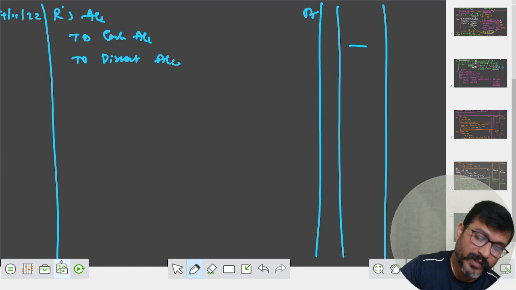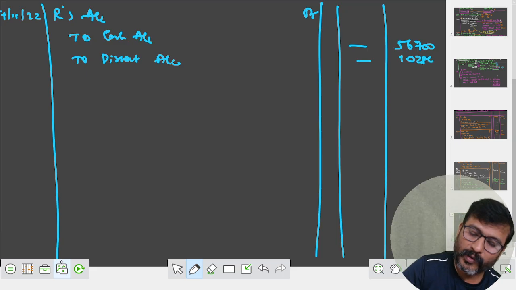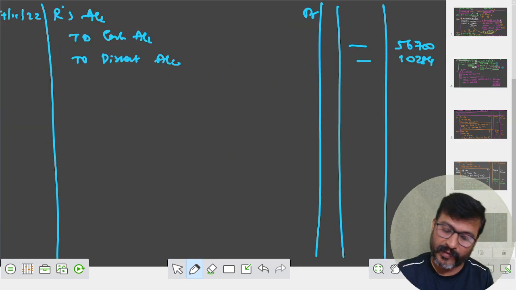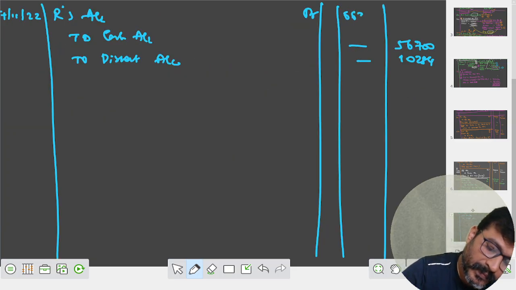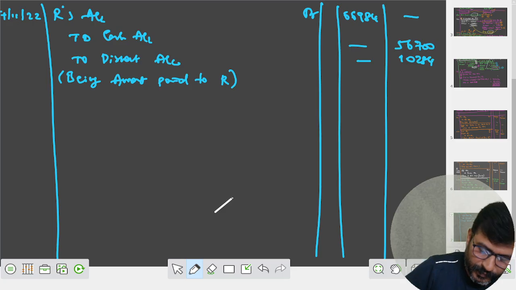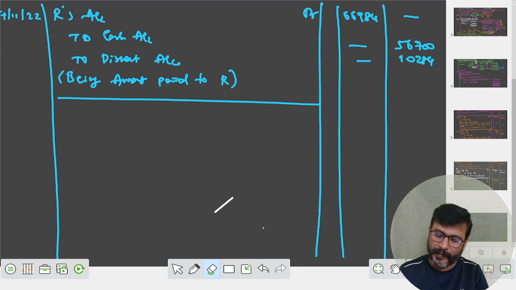I tell you, 56,700 and 10,284. Put together total is how much? 66,984. Being amount paid to whom? Paid to R. Being amount is paid to R.